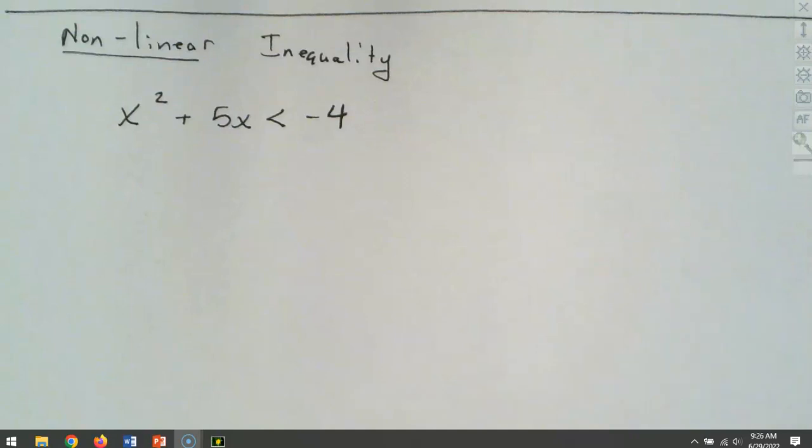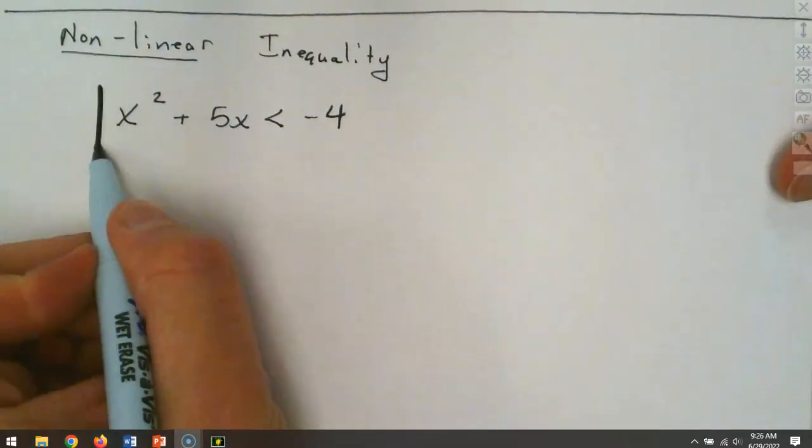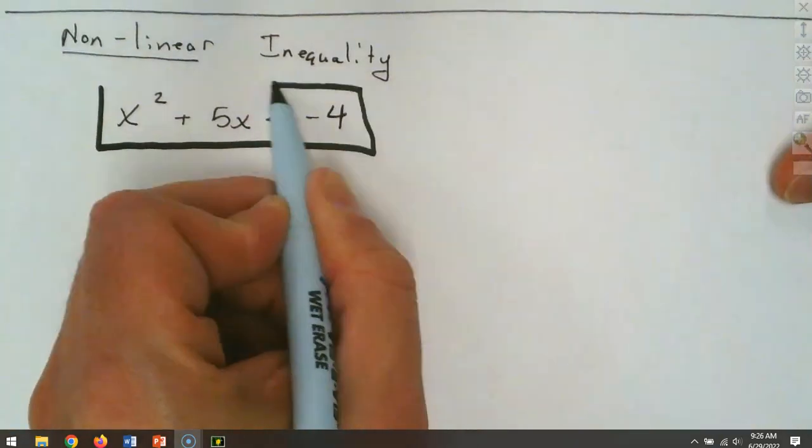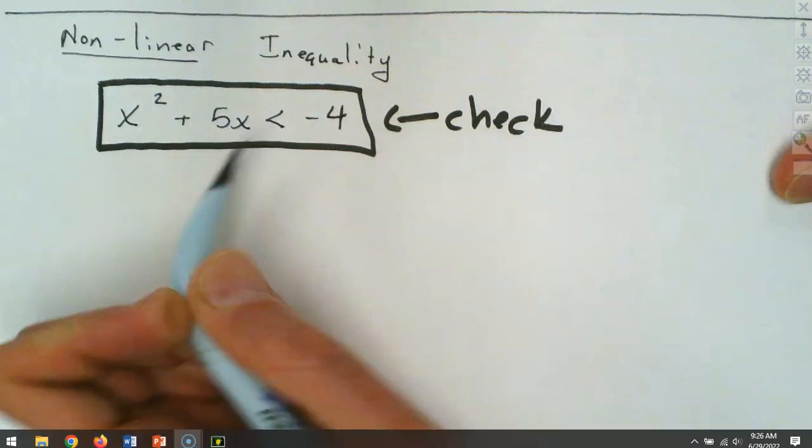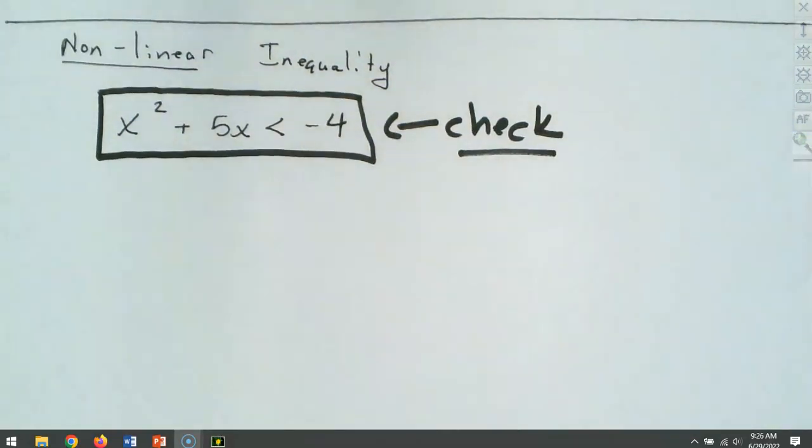So the first thing we're going to want to do is I always like to box it so we don't lose it, because this is what we're going to have to be checking it in. So when we get our answers, we're going to have to check it in this. You can check it in this one. You can check it in the next step. But you've got to eventually check it in the inequality. You can either check it at the very beginning, or you can check it in your factored form. It doesn't really matter. We'll just check it at the beginning. It's going to be easy enough.